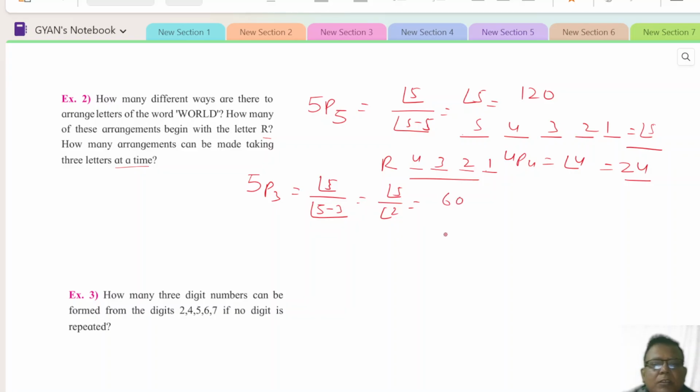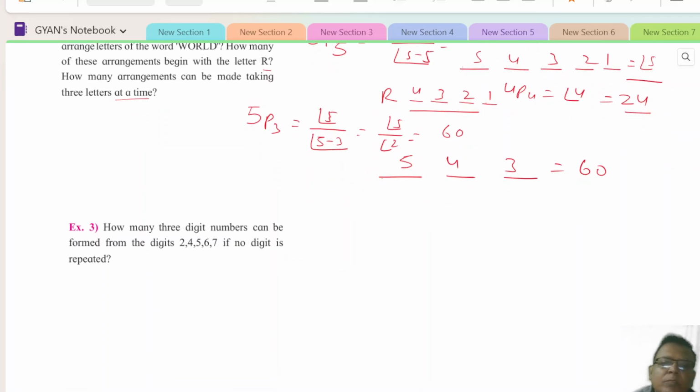That is equal to sort. Or you can take 3 at a time. So 3, 1, 2, 3. Here 5 into 4 into 3 is equal to 60. Whatever method you want to use, you can use the formula, or you can go by the first principle. That is not an issue.